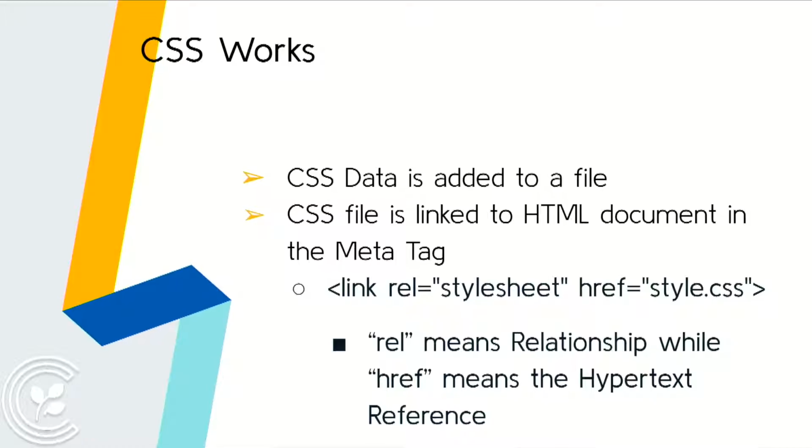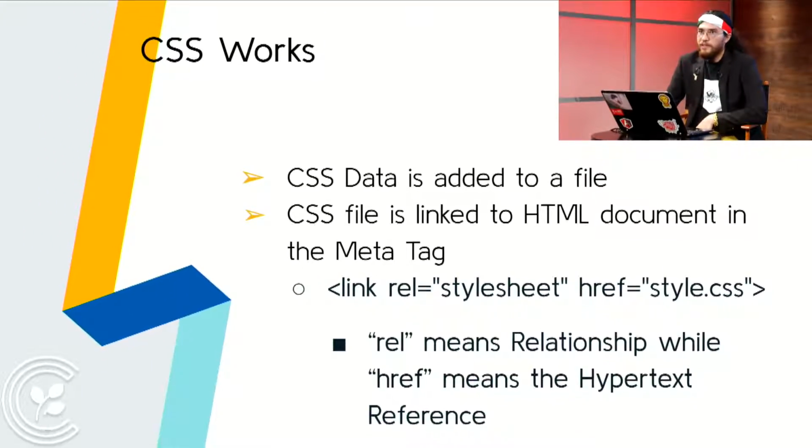But we first have to talk about how CSS works. Like I said earlier, CSS data is added to a file, and then that file is linked over to the HTML document. The tag is here below: link rel equals stylesheet, and then href equals style.css. Rel means relationship in this context, so it's asking what kind of sheet this is. We have a style sheet, so it's determining this as something that's going to style this other document. Then the href, equal to style.css, is the actual name of the file that we have our CSS data in.